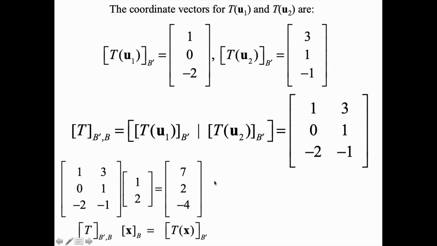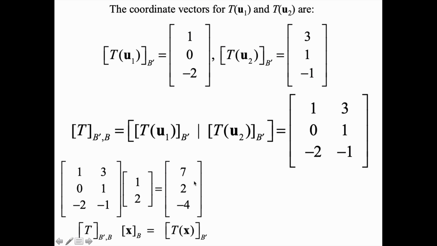And what happens when we actually use that transformation matrix on our coordinate relative to basis B, which we're still going to use 1, 2? Well, it means 1 of the first column and 2 times the second column added together. So 1 times 1 is 1, 2 times 3 is 6, 1 and 6 is 7, getting different numbers. 1 times 0 is 0, 2 times 1 is 2, 0 plus 2 is 2. 1 times negative 2 is negative 2, 2 times negative 1 is negative 2, negative 2 plus negative 2 is negative 4. This doesn't look familiar.